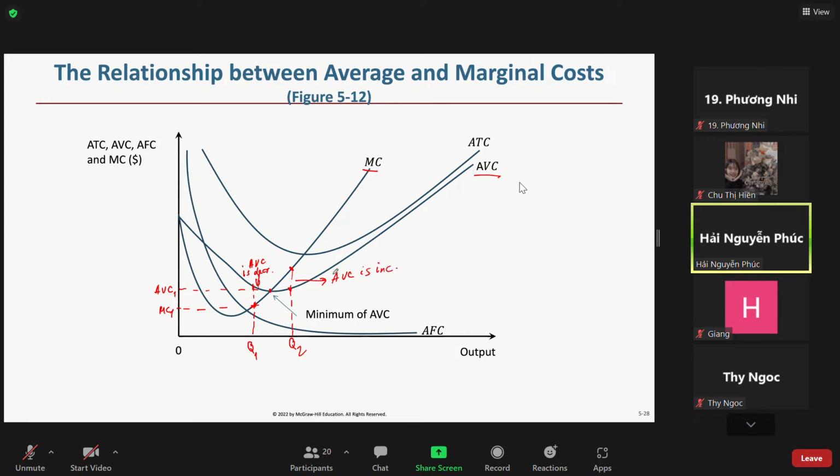So once again, the key point here is that the marginal cost curve will intersect the average cost curve at the point of minimum. And the same story is true for the relationship between the MC curve and the ATC curve. The MC curve crosses the ATC curve at this point, and it is the point of minimum ATC. So pay attention to this fact. All right.